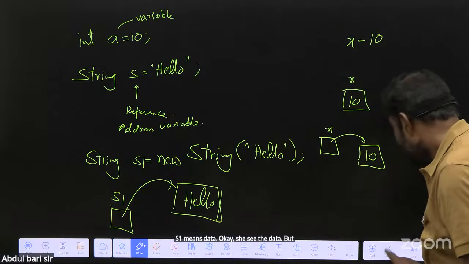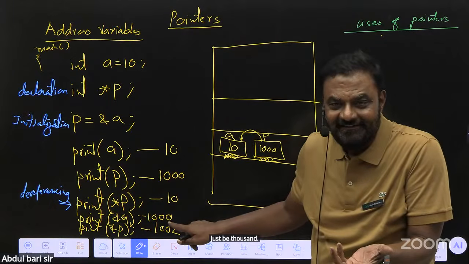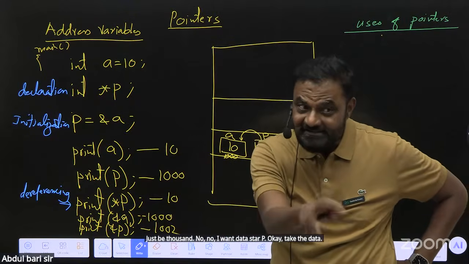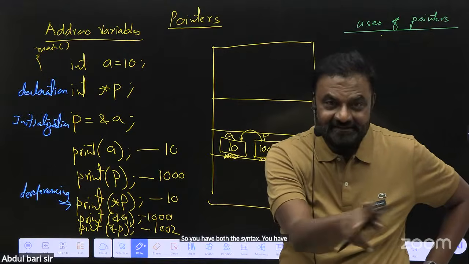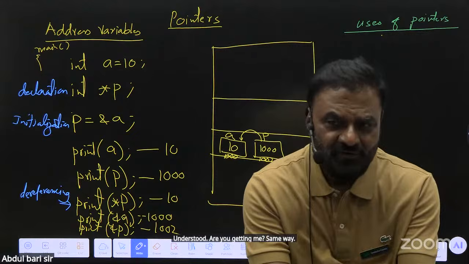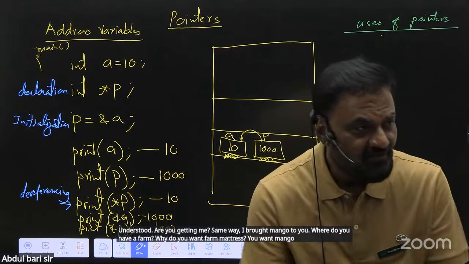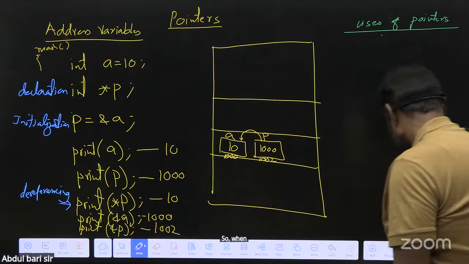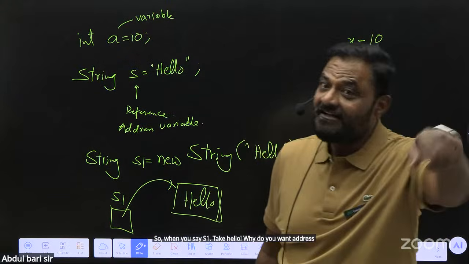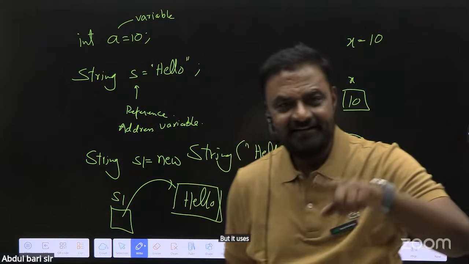But in C language, when you say just P, it gives 1000. No, no, I want the data, star P. Okay, take the data. So you have both the syntax. Understood? Are you getting me? Same way, I brought mango to you. Where do you have a farm? Why do you want the farm address? You want mango, take the mangoes, that's all. So when you say S1, take hello. Why do you want the address? So Java doesn't allow you to involve in addresses, but it uses addresses.